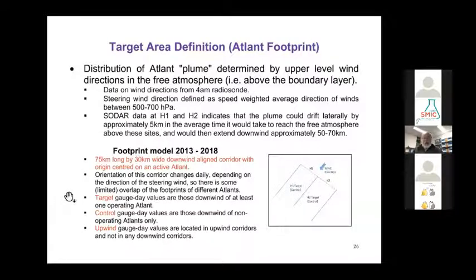Now, we look at gauges that are in the corridor on a given day. There are target gauges, which are downwind of an active atlant, at least one. Control gauges are downwind as well, but they are not downwind of any active atlants. And of course, you look back up the corridor over here, and you have the upwind gauges, which tell you what sort of weather is coming downwind, and therefore has nothing to do with any of the rainfall enhancement.